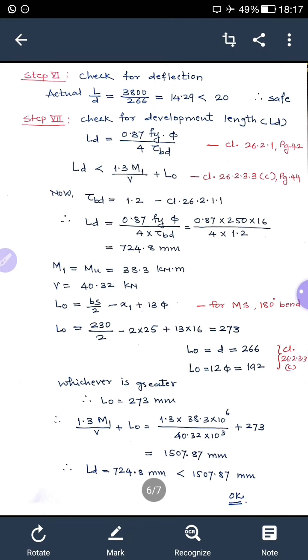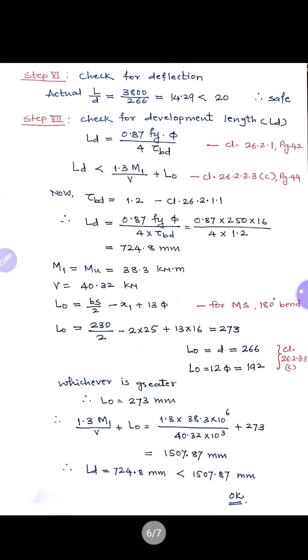We know what is development length, so I am not going to explain it in detail. Just to mention in short, this development length is to take care of bond stresses developed at the contact of reinforcing bar and concrete. Now the code says clause 26.2.1, page 42, LD should be equal to 0.87 FY into phi divided by 4 tau BD.